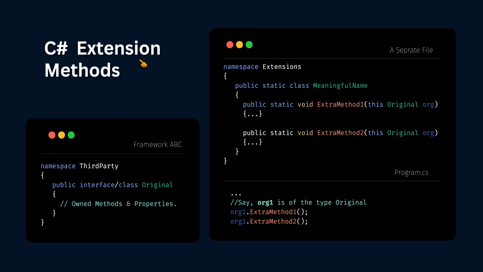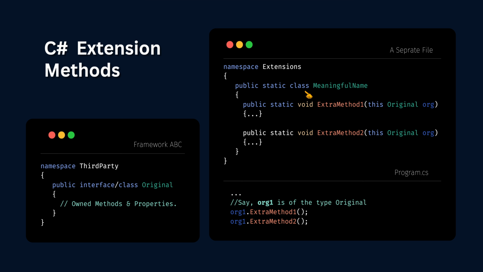Now using the C# feature extension method, we are going to extend this type Original by adding our own methods from this Web API project here. Say we have an object org1 which is of the type Original, that is from this framework here, ABC. Now using the C# extension methods, we have added these two methods into the type Original. Now let's see how it is done.